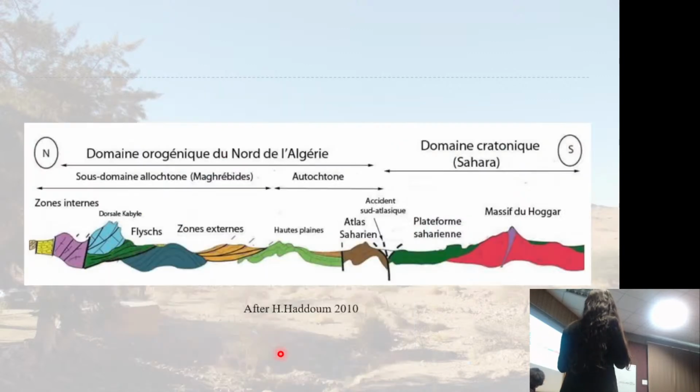And here is a really quick cross-section. The scales are not respected, of course, but all this would be considered the northern part of Algeria and the southern part. Here starts the Sahara Desert. Between both, we have a really huge lithospheric accident. It's called the South Atlas accident.